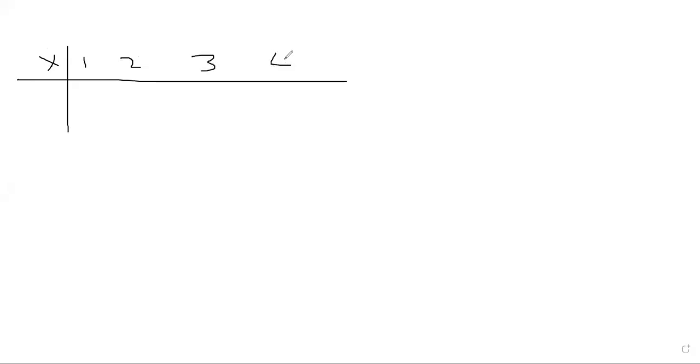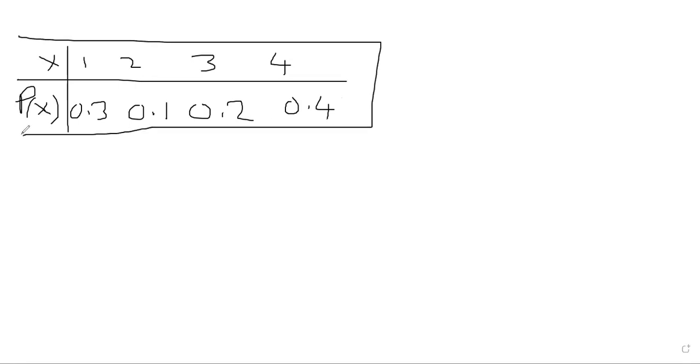So if you're given values of x, which are discrete random variables like 1, 2, 3, 4, these ones are countable numbers. If we had a fraction like half, 2/3, this will be a continuous random variable. Then we are given the probabilities, which must, of course, add up to 1, like 0.3, 0.1, 0.2, and 0.4. You're being asked to calculate the mean, the variance, and the standard deviation.